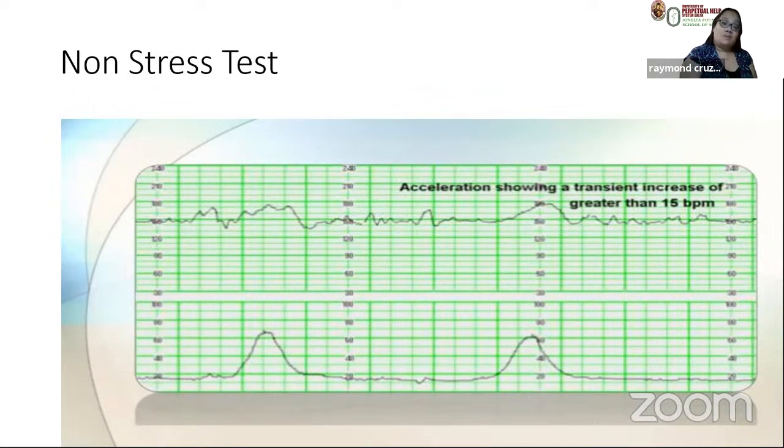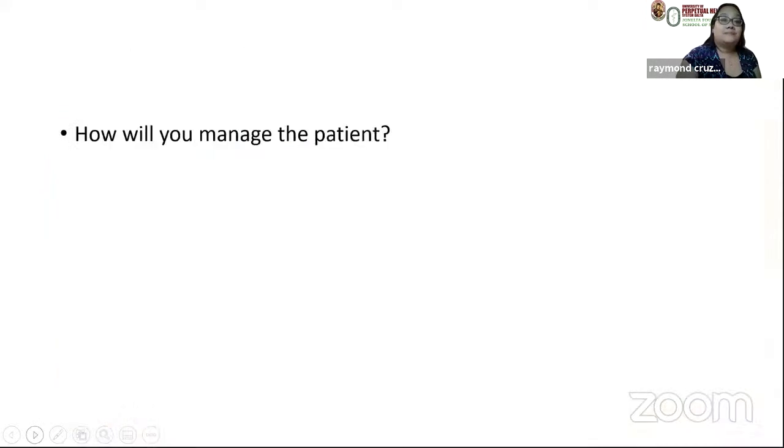Okay, so that is your non-stress test. So this would show that the fetal status is good, etc. So what is your next best step? How will you manage this patient? Okay, your classmate has mentioned induction. How will you induce this patient to achieve better contractions?